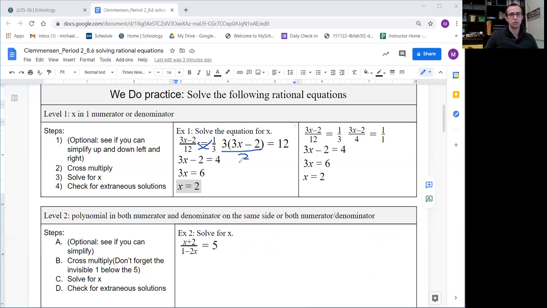Divide both sides by 3. 3x minus 2 equals 4. Add 2 to both sides. 3x equals 6. Divide by 3, x equals 2.